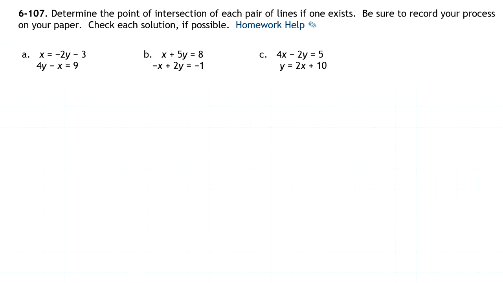So question 107 says determine the point of intersection of each pair of lines if one exists. Be sure to record your progress on your paper and check each solution if possible. So let's start with A.